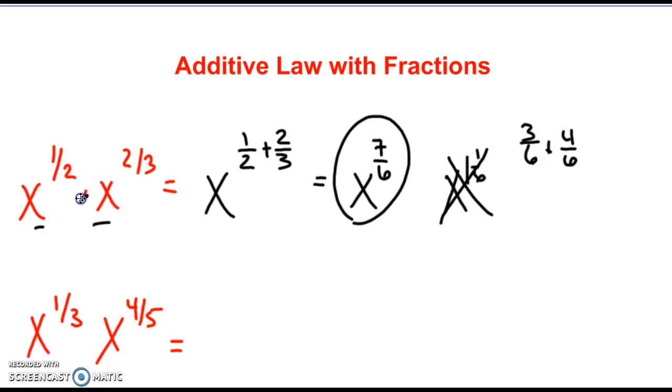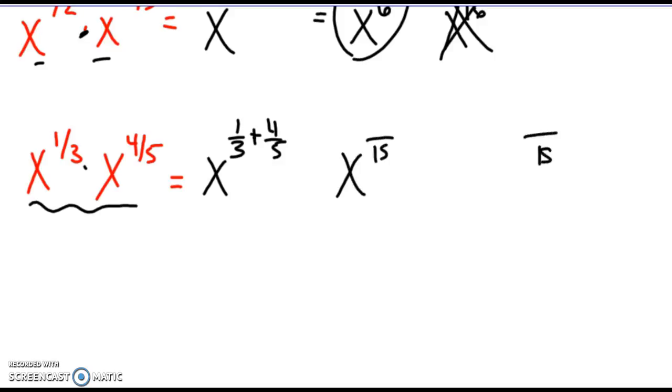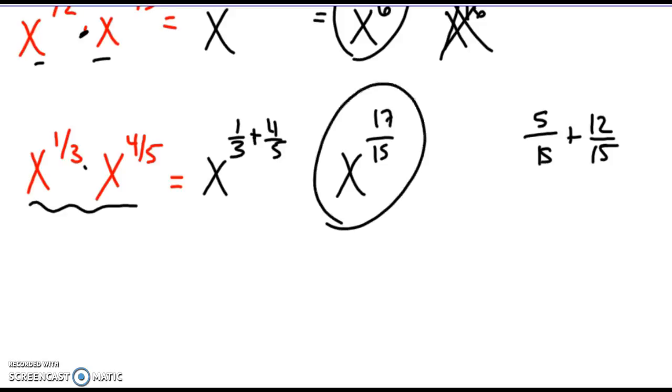The next one is going to be x to the 1/3 times x to the 4/5. These have an implied multiplication symbol. Bases are the same, and I'm going to simply add my exponents. So I'm going to have x, common denominator is 15. And on the side, I'm going to say that's 5/15 plus 12/15, which makes it x to the 17/15. And that's how we integrate with fractions.